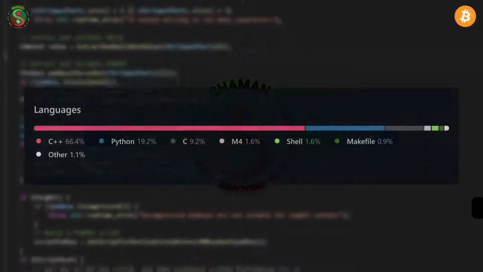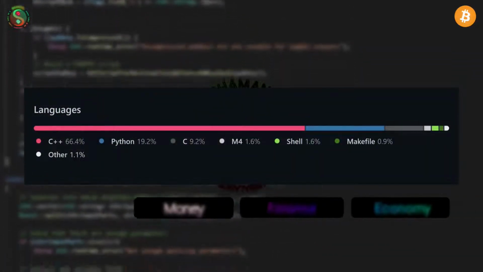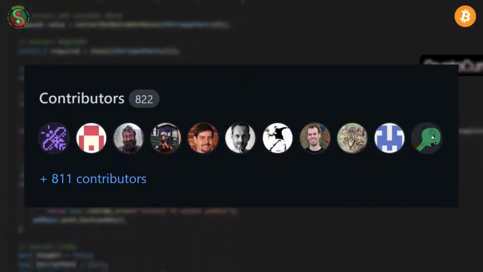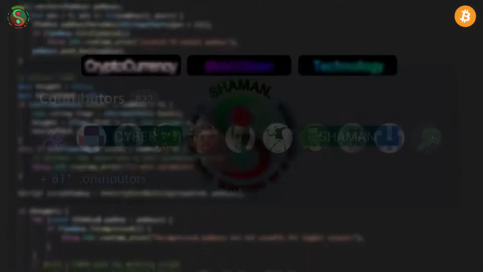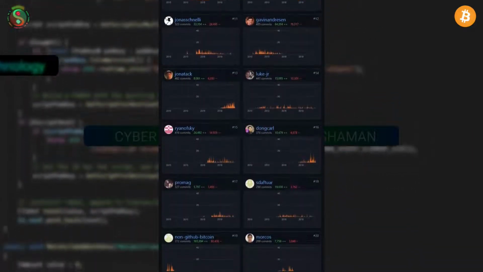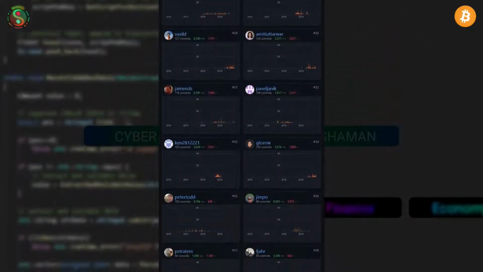As you can see, Bitcoin Core is mainly written in C++, followed by Python and C programming languages. If you can code in any of these languages, you can join more than 800 contributors of the repository. You may contribute without even programming knowledge, but knowing these languages helps you contribute even more and join the top contributors list.